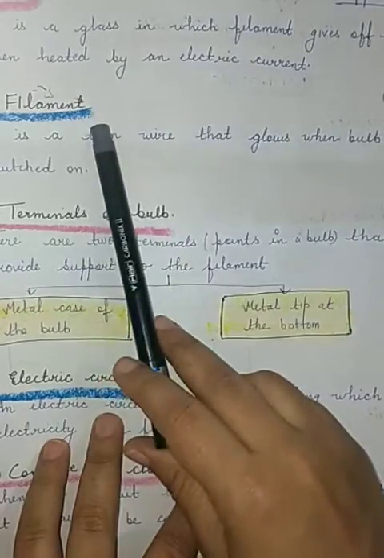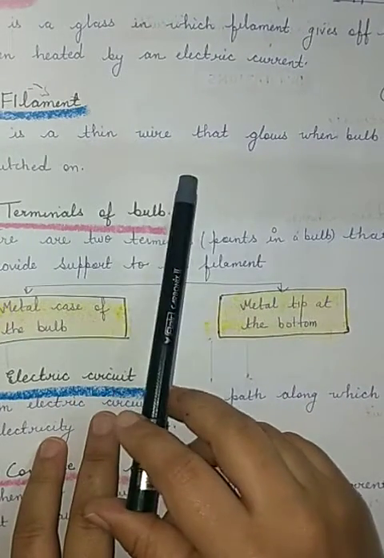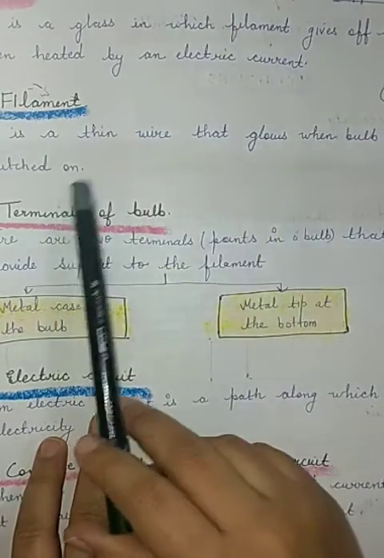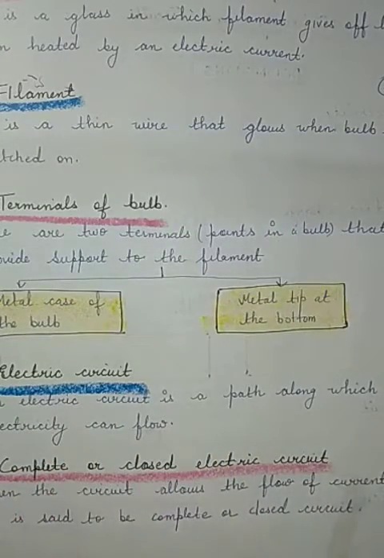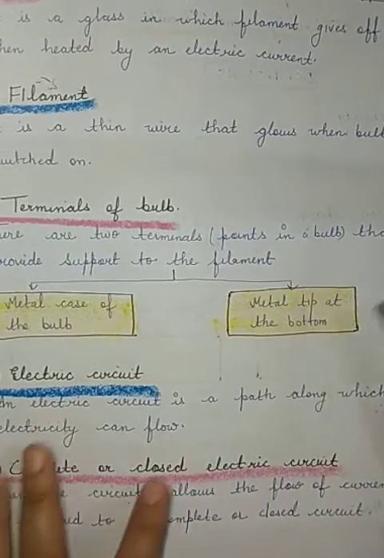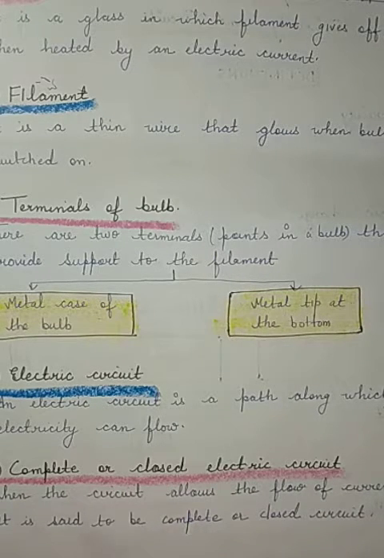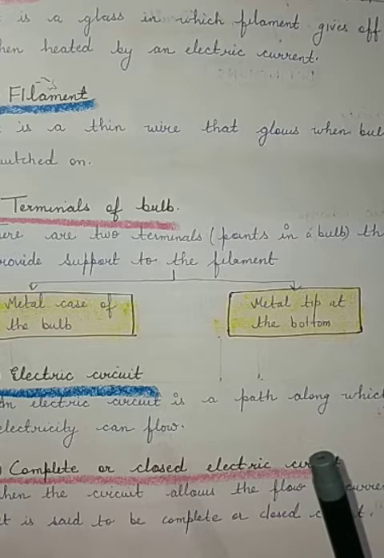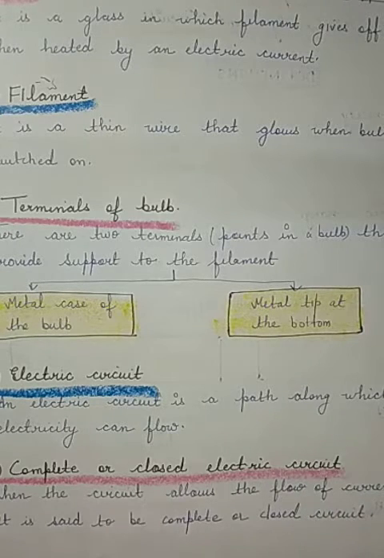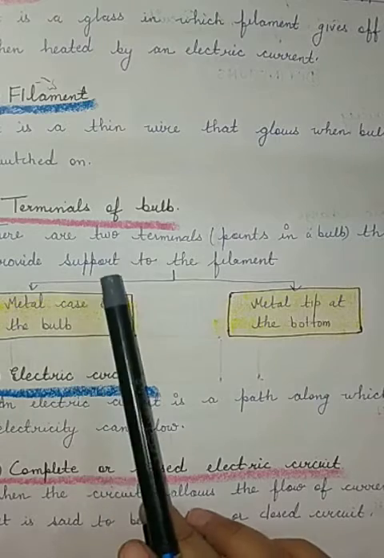Now what is a filament? Filament is a thin wire that glows when the bulb is switched on. If you have seen a bulb that glows, basically it gives yellowish light, and it has a silver-colored wire in it. That silver-colored wire is known as the filament, and it is responsible for providing light in the bulb.